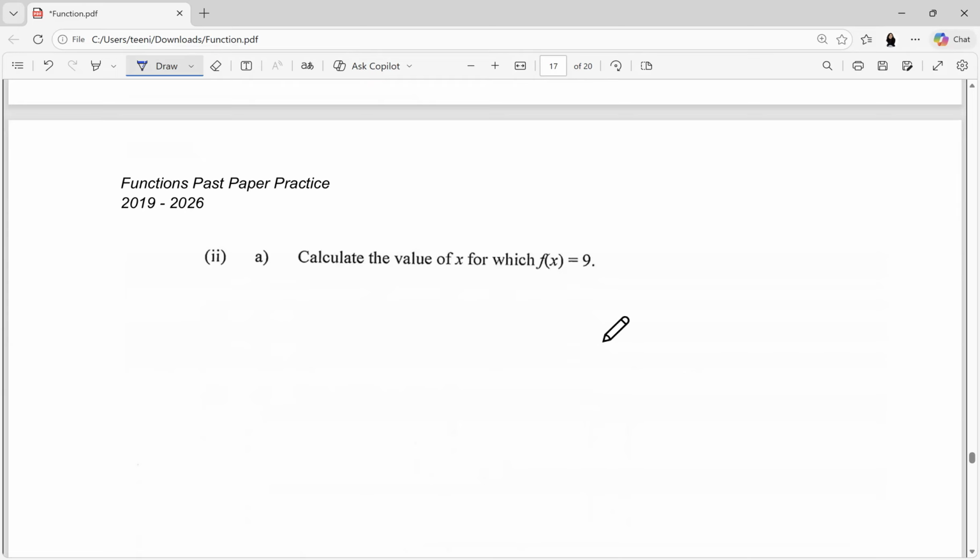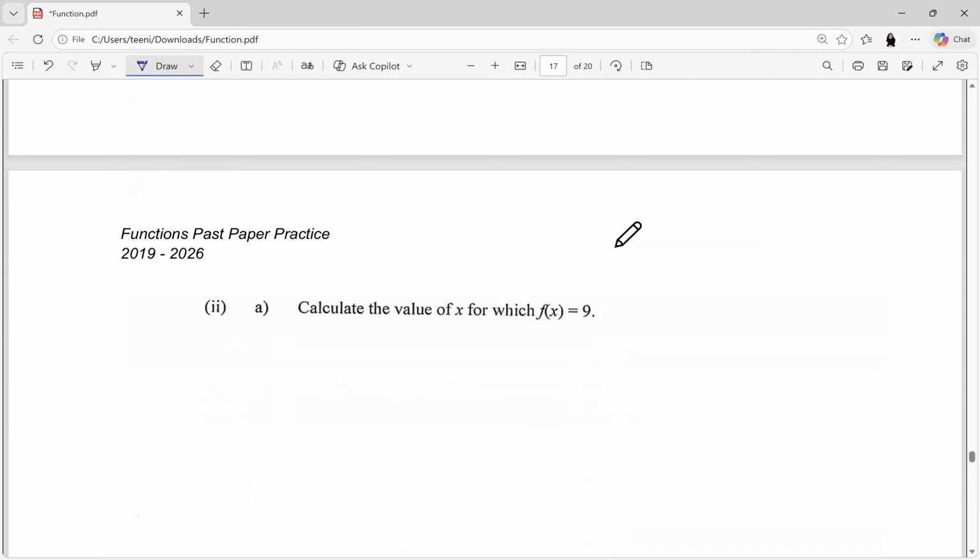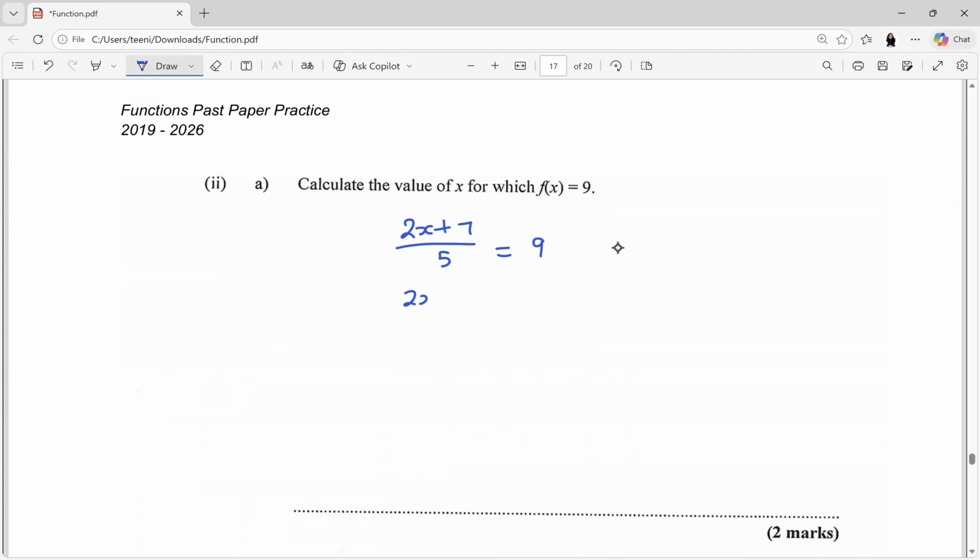Okay, calculate the value of x for which f of x is 9. So f of x is 2x plus 7 over 5, so that's 2x plus 7 over 5 is equal to 9. Solving for x, this would be 2x plus 7 is equal to 45. 9 5s are 45. 2x is equal to 45 take away 7, which is 38. So then x is equal to 38 divided by 2, which is 19. So x is equal to 19.